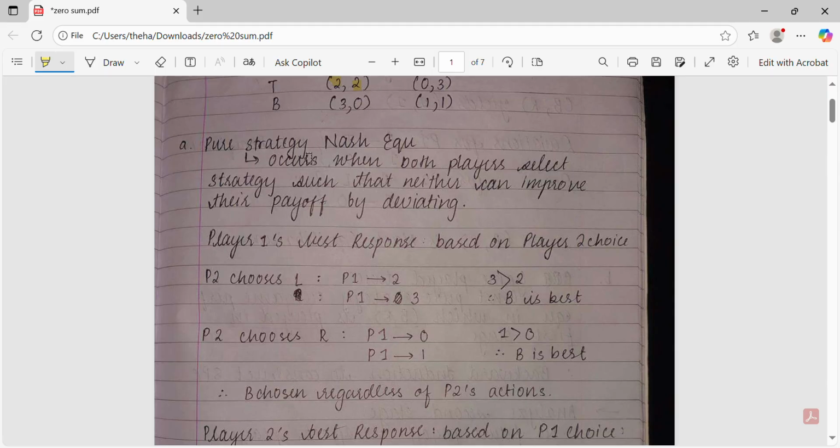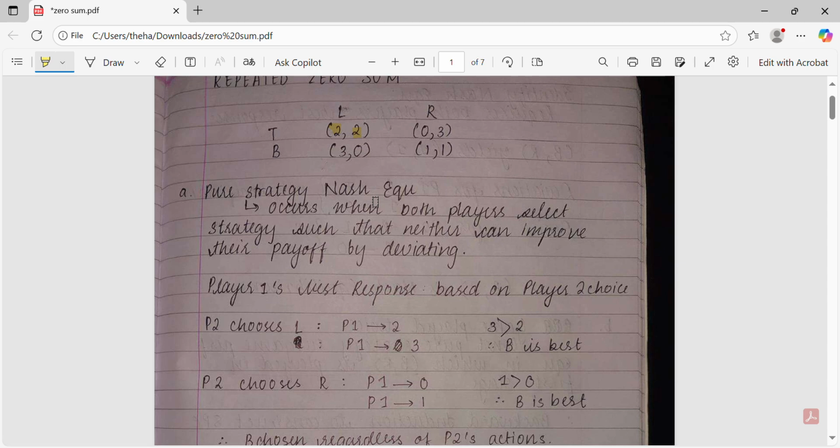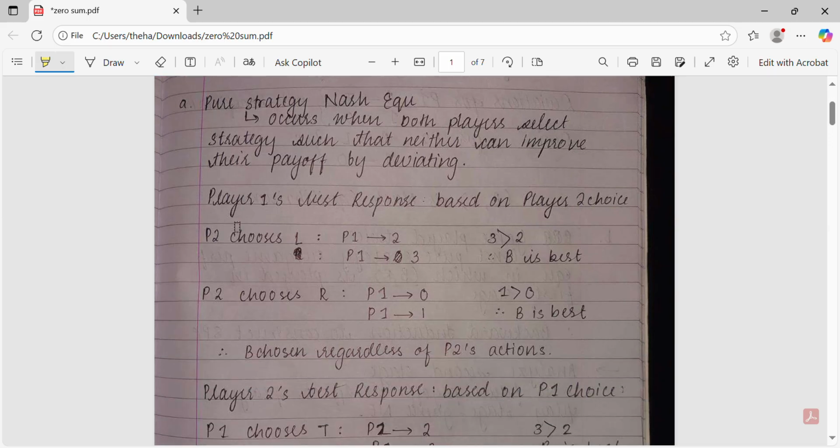When does a pure strategy Nash equilibrium occur? It is when both the players, player 1 and player 2 in our case, will select a strategy where neither of them can improve their payoff by deviating. So player 1 will select a payoff, player 2 will select a payoff, and after choosing, they will analyze if there are any better payoffs, and conclude that there is no better payoff than the one that they currently have. So what are we going to do? First we will check player one's best response based on player two's choice.